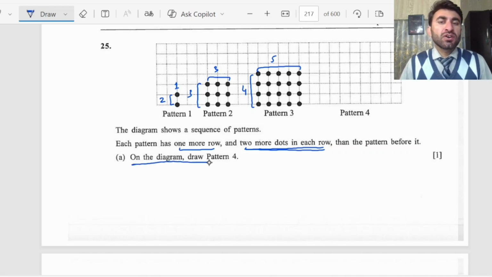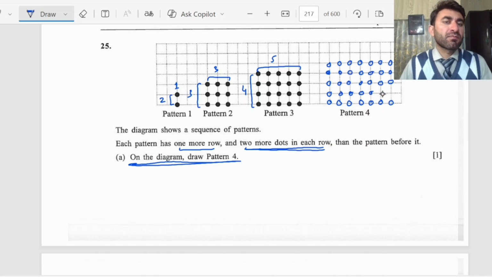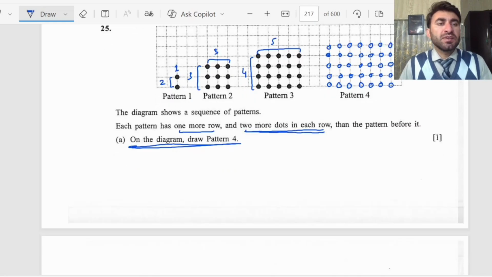As it stated, on the diagram, draw the pattern number 4. So we have already figured out that there will be 5 rows and each row will contain 7 dots. So first, there are 5 rows and there are 7 dots in each row. So we have to complete the diagram over here. And let us move to part B.